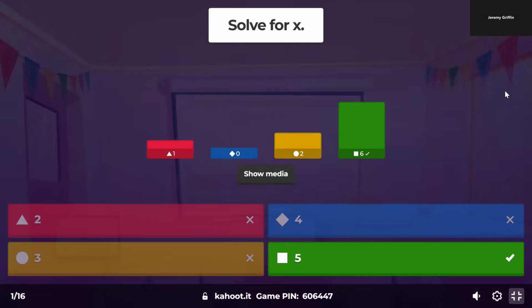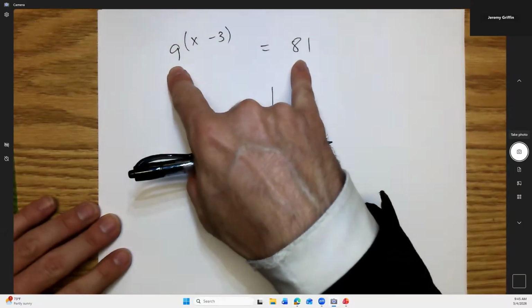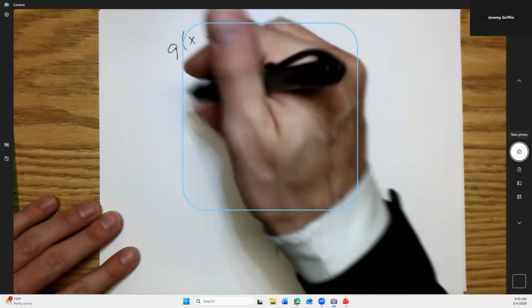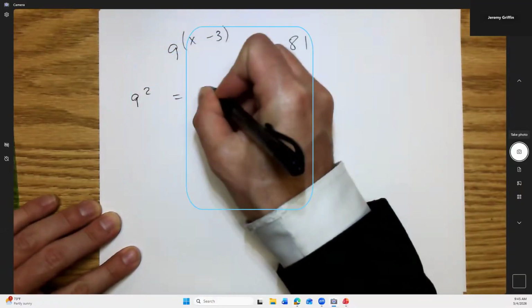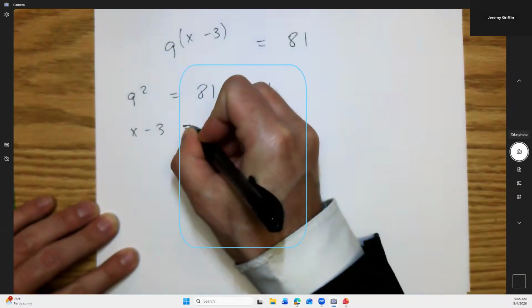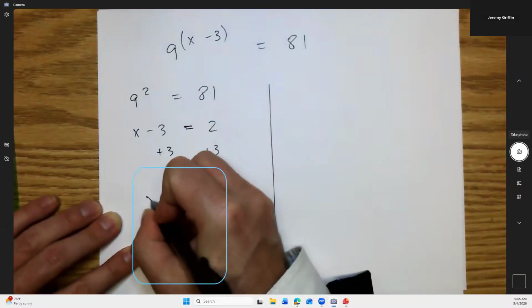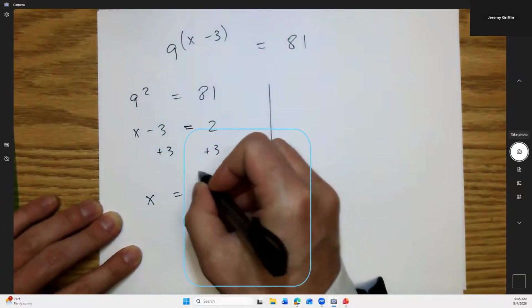All right, so we got this 5. I'm going to show you guys 2 different ways you could have solved that. One thing is you could have recognized, 9 to the power of what is 81? 9 to the power of 2. Yeah, I know 9 squared is 81. Therefore, does x minus 3 have to be equal to 2? Okay, then you can just add 3 over. Plus 3, plus 3. Okay, and you get x is 5, which you guys just said is the answer.